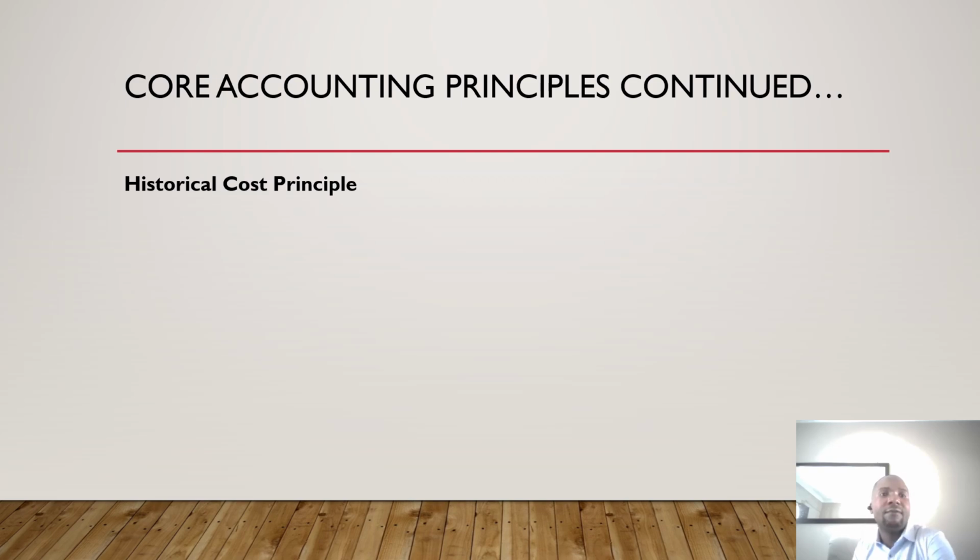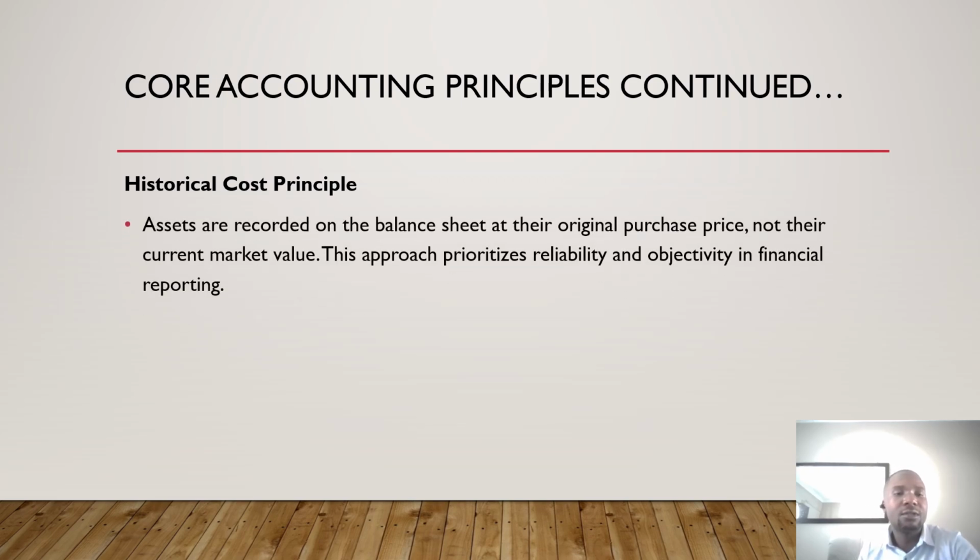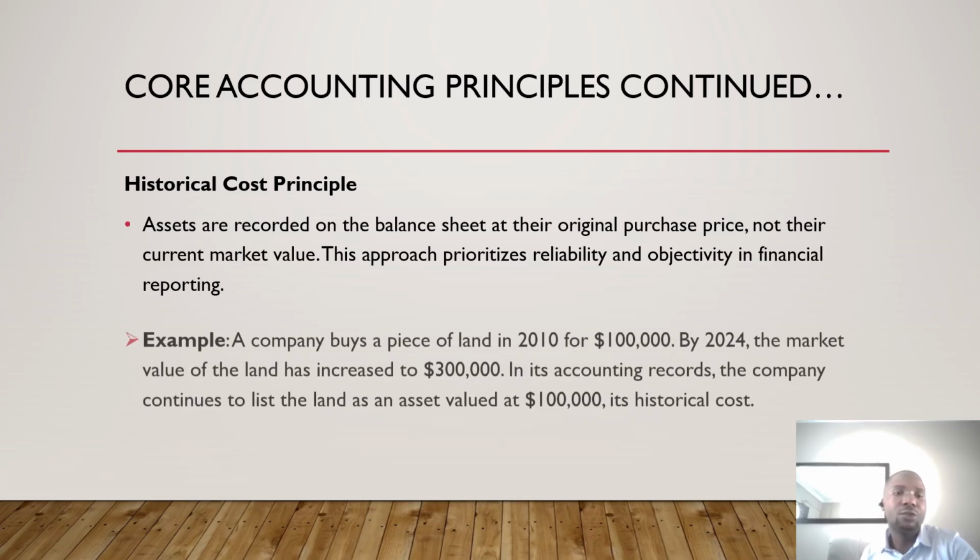And then we have the famous historical cost principle. So this one requires assets to be recorded on the balance sheet at their original purchase price, not their current market value. So this approach prioritizes reliability and objectivity in financial reporting.